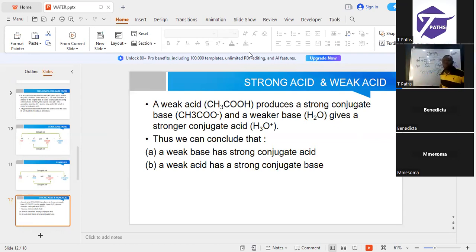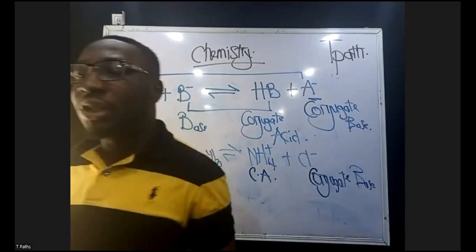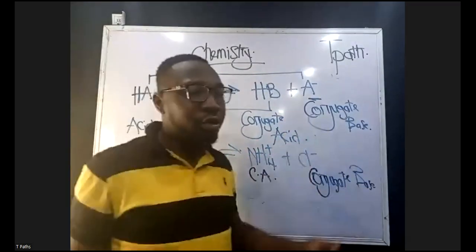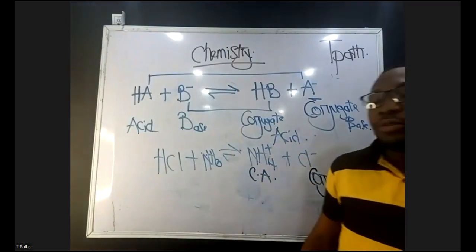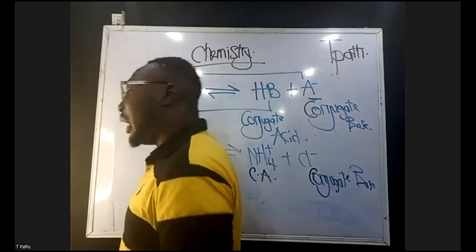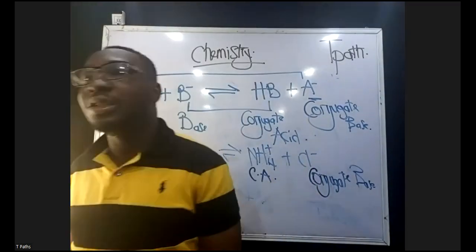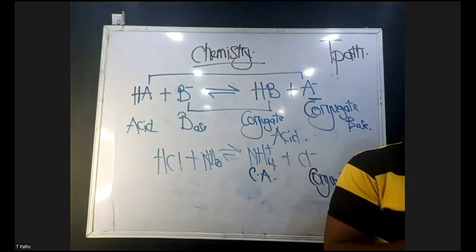You can see this is a very popular question in JAMB, where they ask you the nature of a conjugate acid or a conjugate base in terms of the strength of the acid. We need to know that a strong acid gives a weak conjugate base.